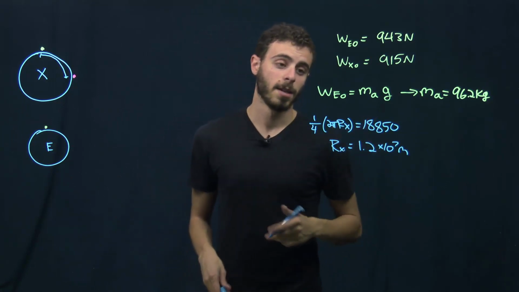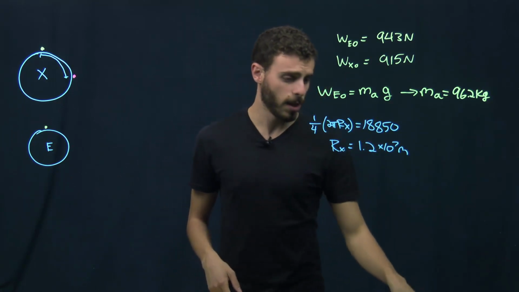So here we have our radius. So we can keep working on the true weights. We still haven't done that for planet X.